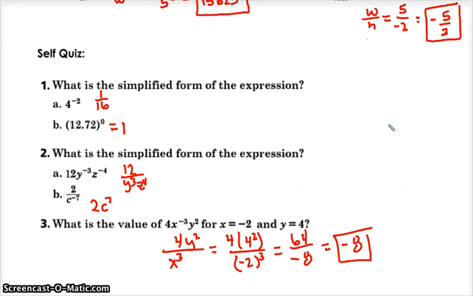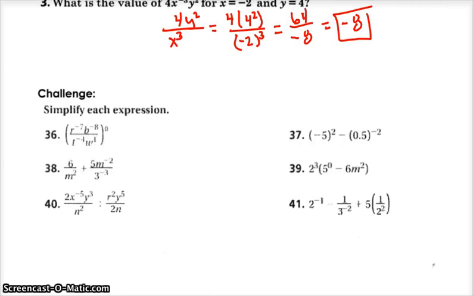There you go, folks. If you missed any of the self-quiz questions, please go back and check your work. Make sure you get the right answer. And if you thought that self-quiz was just a little bit too easy, feel free to try these challenge questions down below.